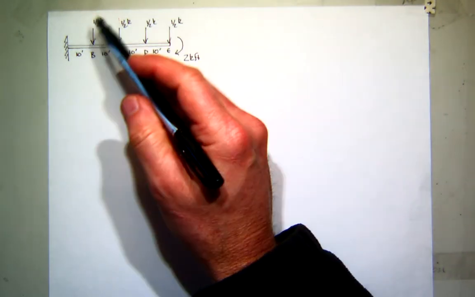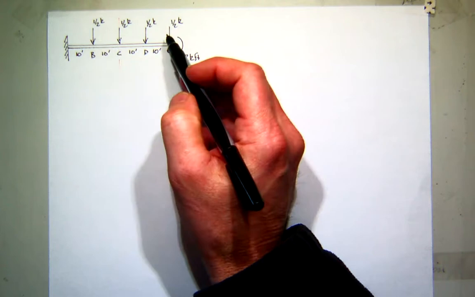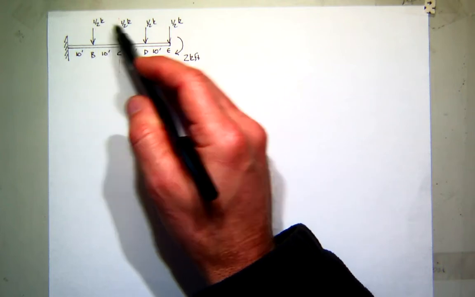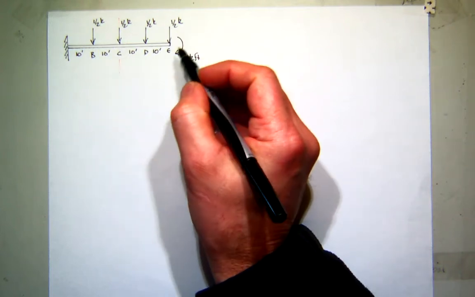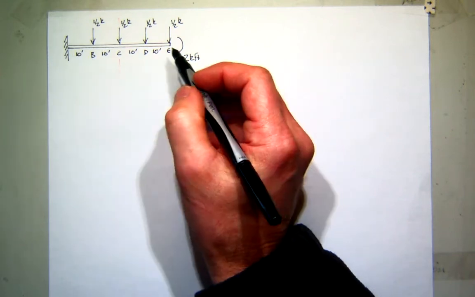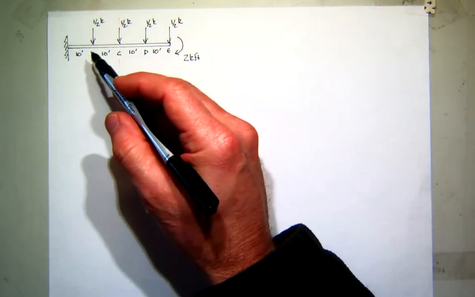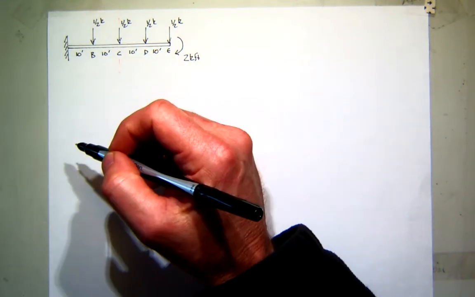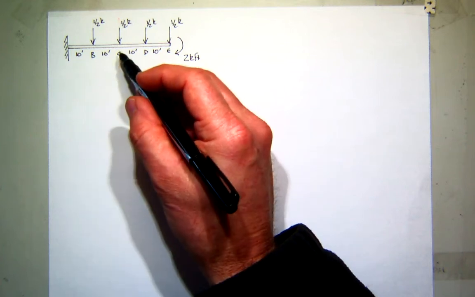All right, so here's a problem. You can see the loads. It's hard to read, I know. That's half a kip at each point. This is a 2 kip foot moment. It's 40 feet long, and these are applied at 10 foot intervals. We want to find the shear and moment at C.